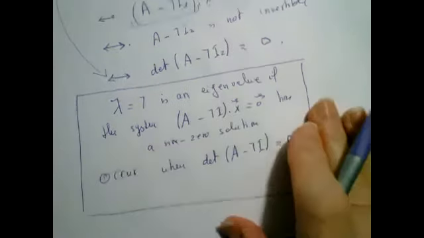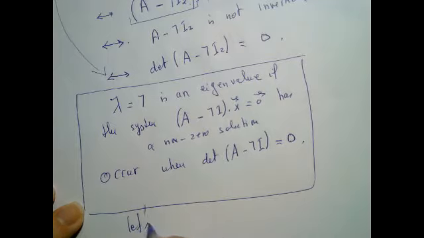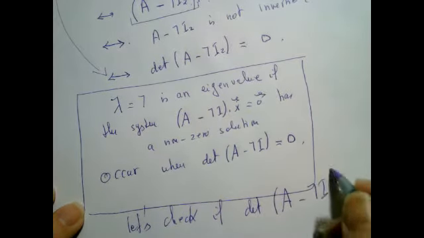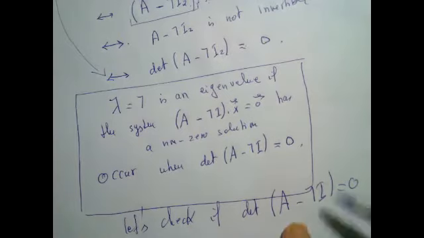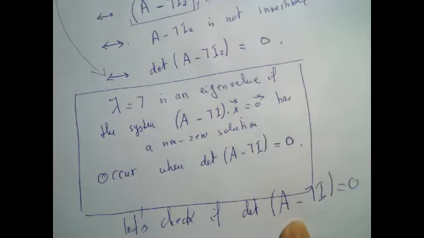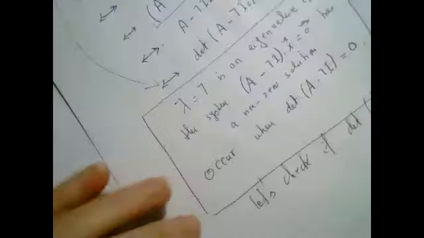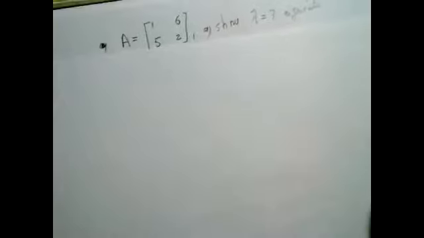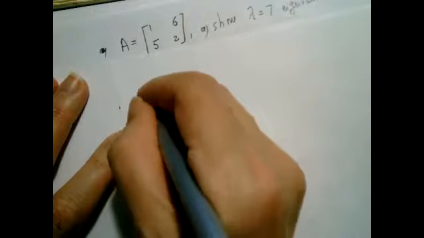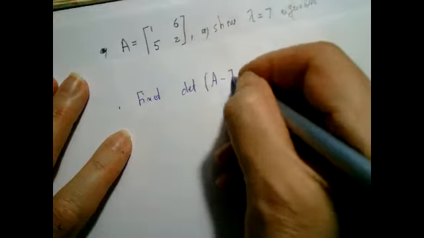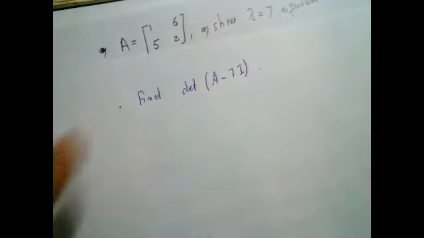So let's check the case. We're going to check if the determinant of A minus 7I is equal to 0. If this occurs, I am done. I can find a non-zero solution. Okay, so let's do that now. This is my matrix A, and we're going to find the determinant of A minus 7I and check if it's 0.